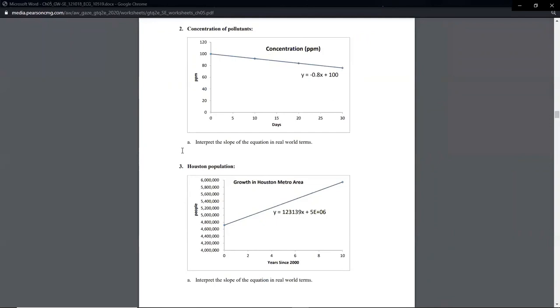So when we go to make our sentence, we can say that the output, which is the pollution, we could say the concentration of pollution, or we could just say the concentration, since it did actually say pollutants. I know I'm hiding that word on my screen, but it does say pollutants. So the concentration of pollutants is changing by, or since it's negative, we can be more specific and say is decreasing by.